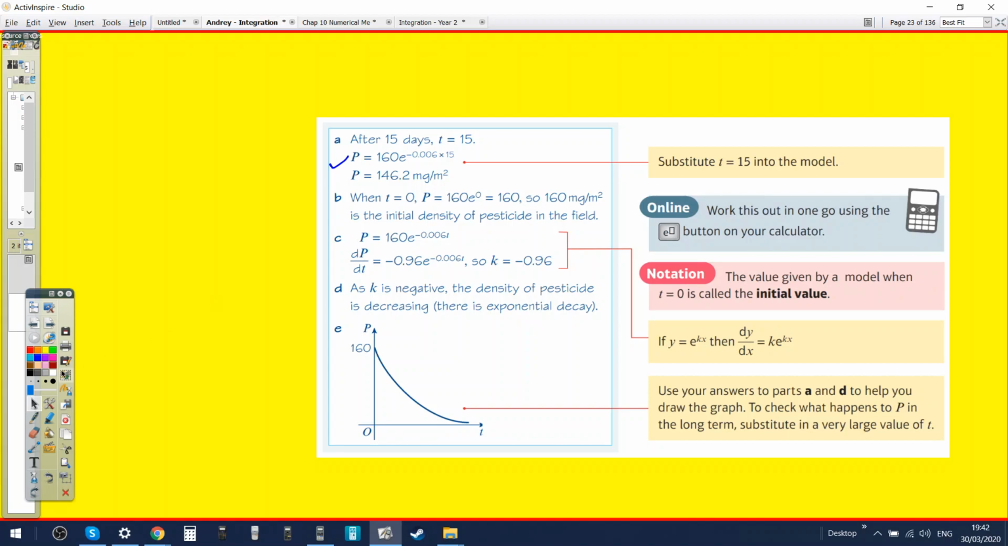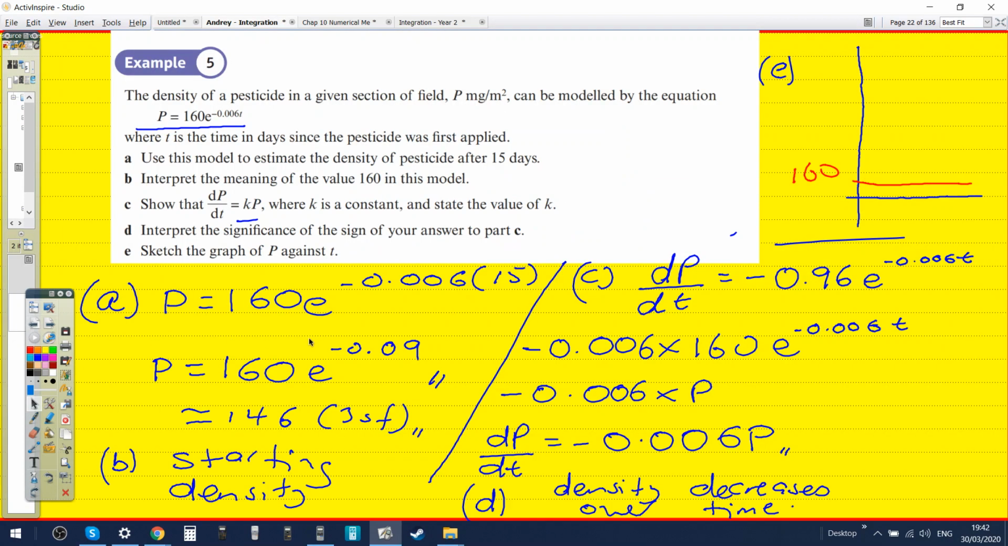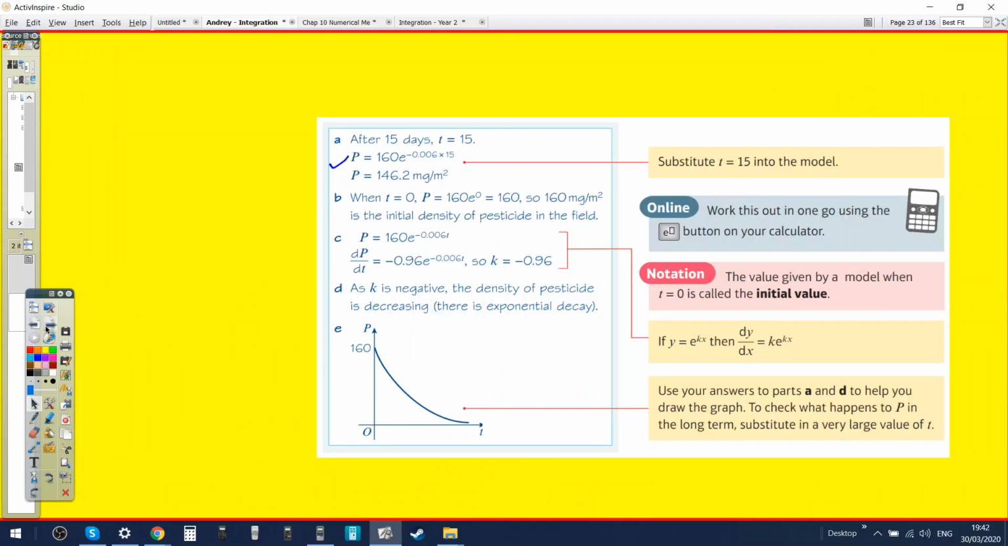No. Okay, no. They made a mistake with part C. So P is definitely 160 e to the minus 0.006t. dP by dt, where you get this minus 0.96, is minus 0.006 times that. That is the same as P, and so it's definitely minus 0.006 P. Okay.